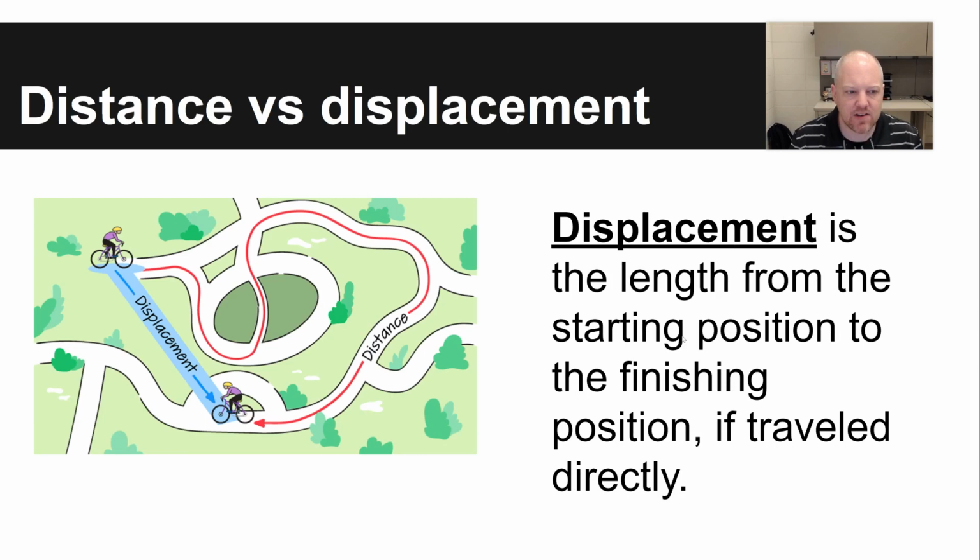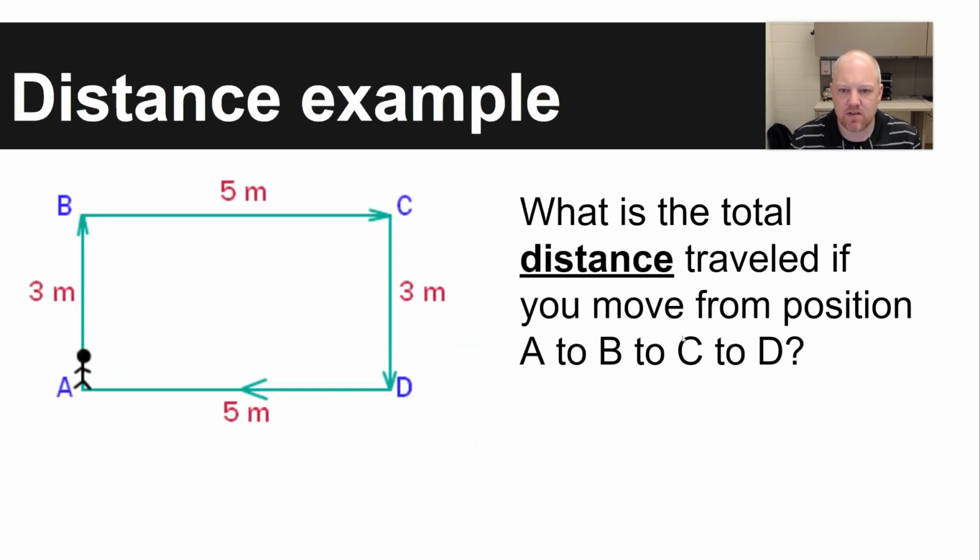Displacement, on the other hand, is shown in blue here. Displacement is also a measurement of length measured in meters, but it's from the starting position to the finishing position directly. And so it would not be the path, but it would just be the start point to the end point. Distance is always going to be a positive value. Displacement can be a positive or a negative value, where negative values would be down typically or to the left.